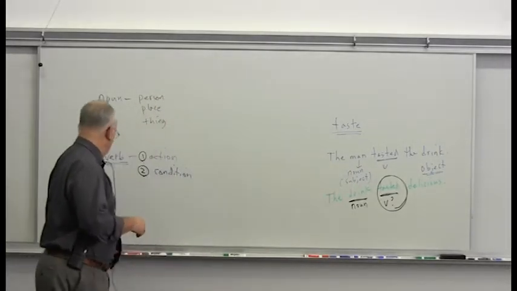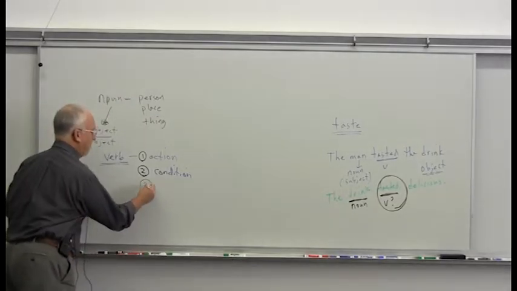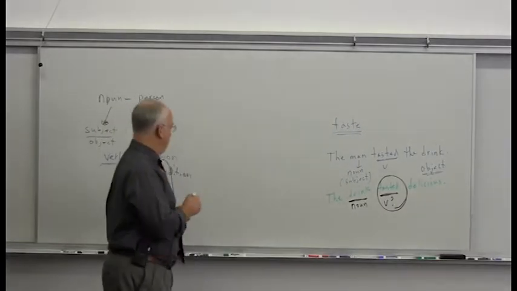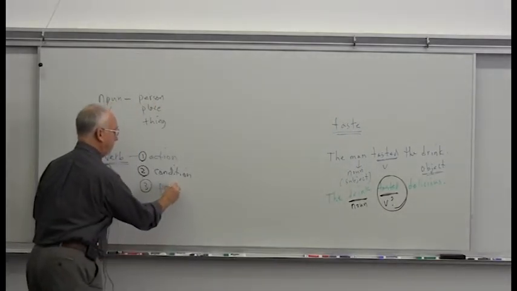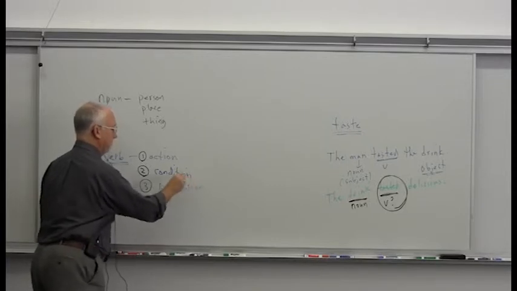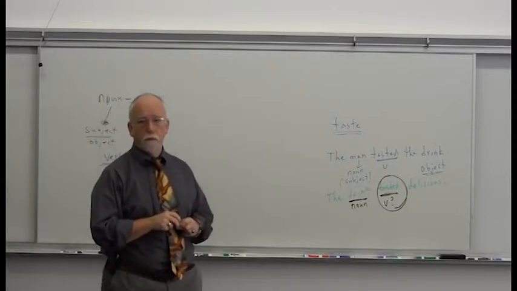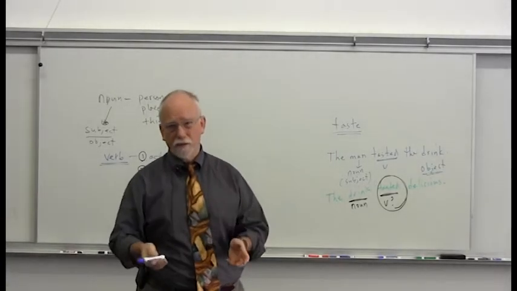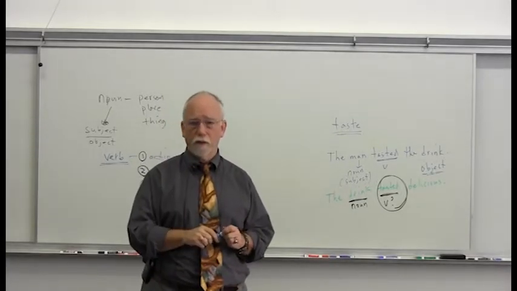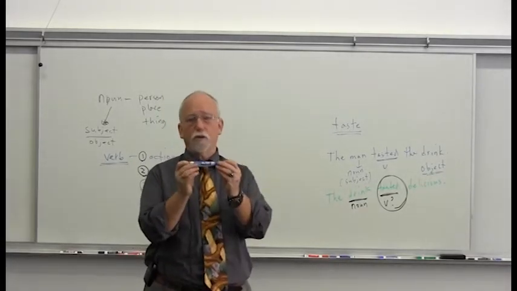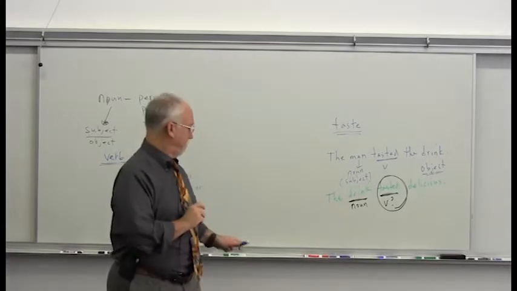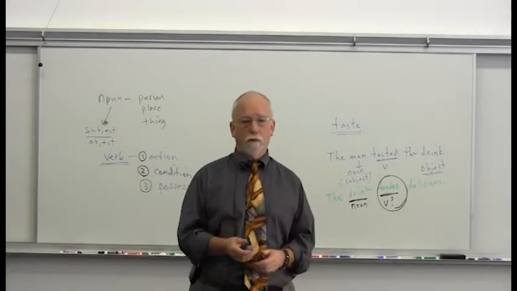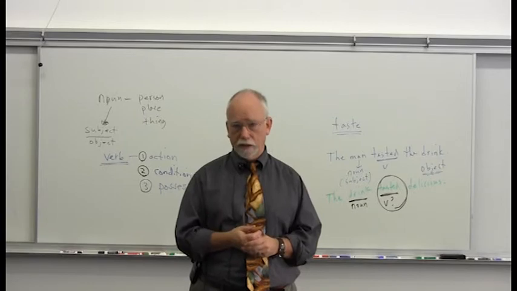A third type of verb that doesn't show action or condition would be verbs of possession. So, I have a blue pen. Is there any kind of action going on? Not really. There's no having action going on. It doesn't really show any kind of condition. It just shows possession. I own a cell phone. There's no action going on there. That just shows possession.